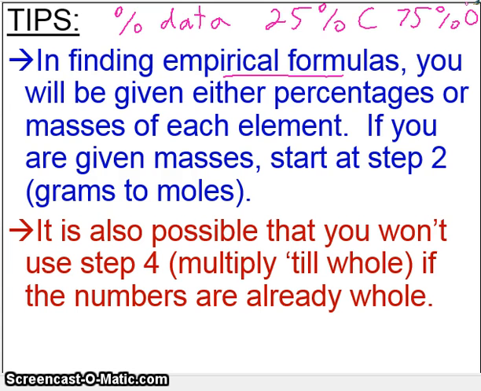Now, sometimes you won't be given percentages. You can just be given masses because the way they got percentages is by taking masses, dividing by the total. That's how we got the percent. If you're not given percentages but masses, what you will do is start at step 2 of the poem. You'll skip the first step.